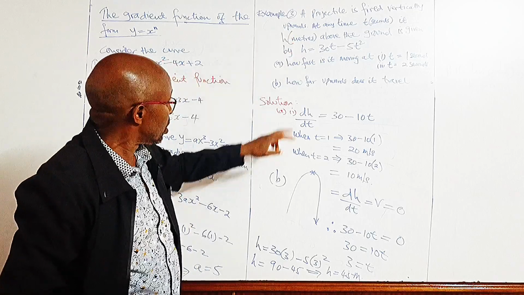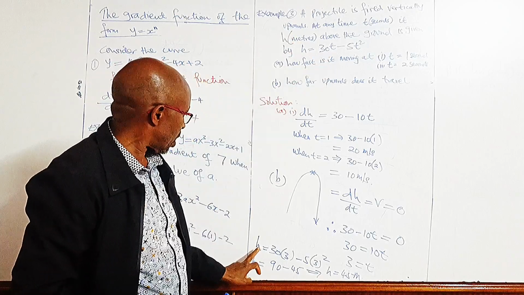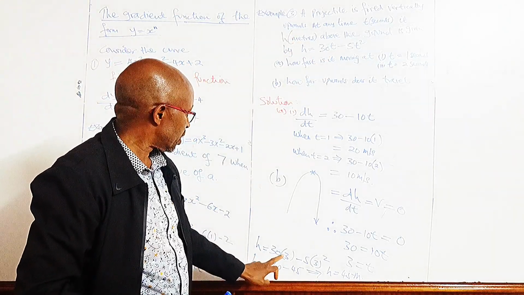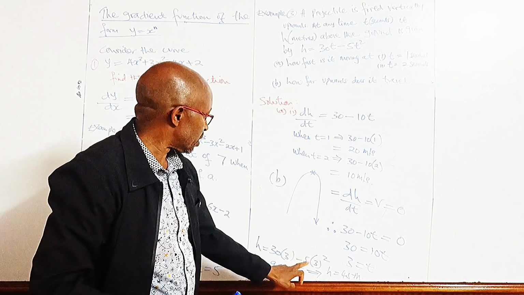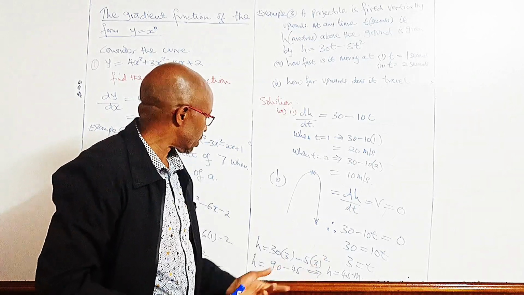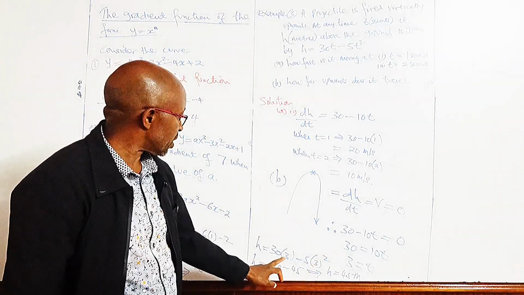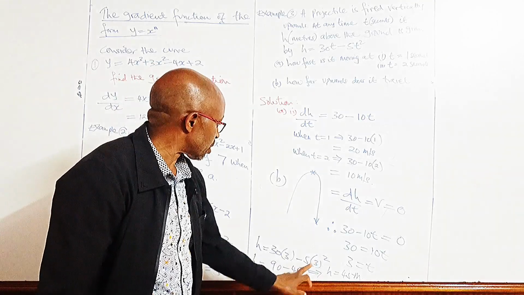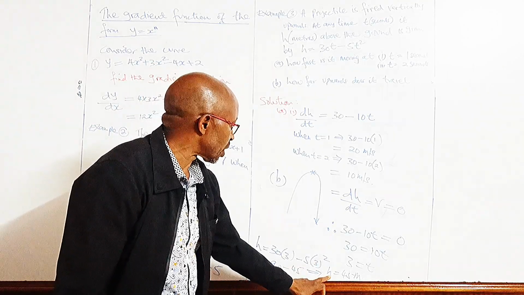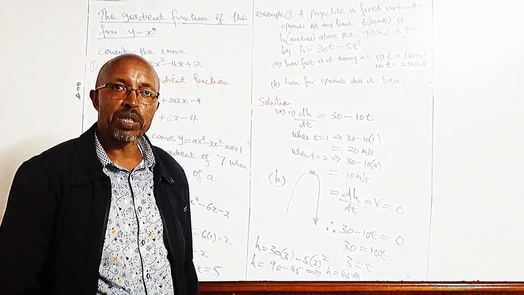So substituting t as 3, we'll have the height is equal to 30 into bracket 3 minus 5 into bracket 3 squared. Opening the bracket, we have 30 times 3 is 90. This is 9 times 5, 45. When you subtract, the maximum height is 45 meters.